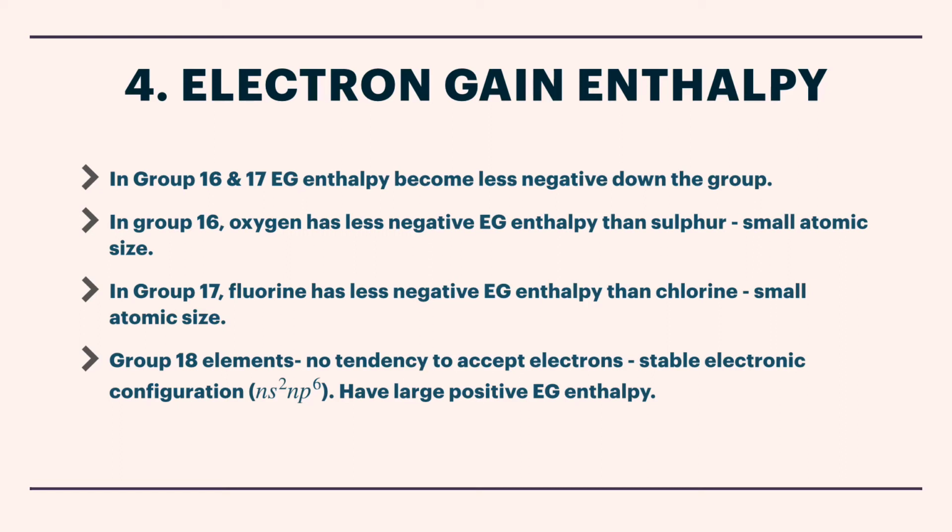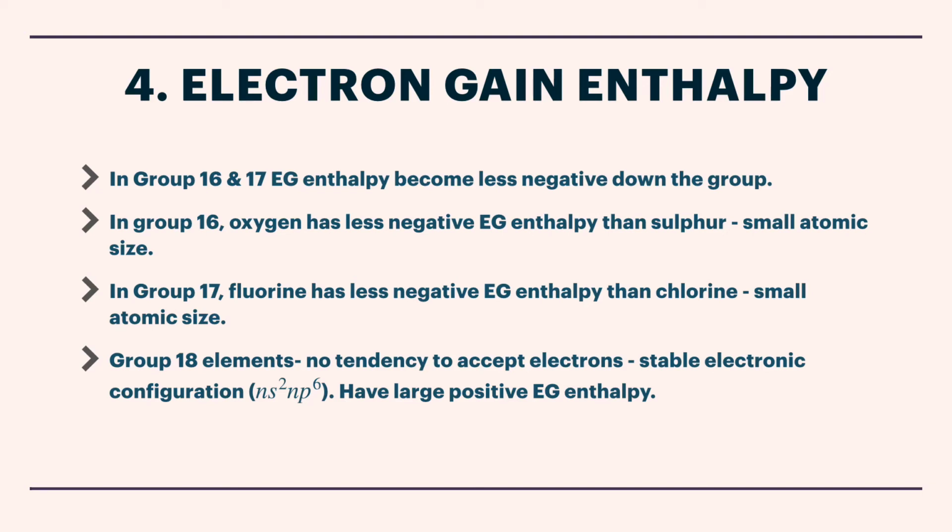So we'll see the first one. In group 16 and 17, electron gain enthalpy becomes less negative down the group. Now next point, in group 16, oxygen has less negative electron gain enthalpy than sulfur. Why is it so? Because of the small atomic size. Normally the trend is what? Down the group it becomes less. The negative electron gain enthalpy becomes less, right?